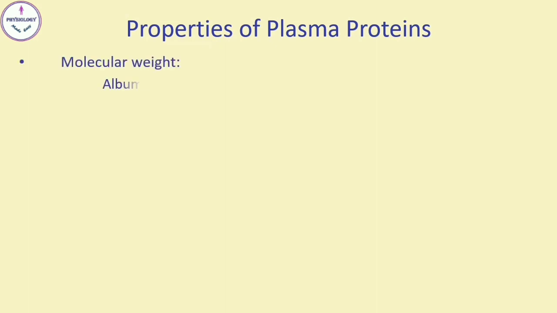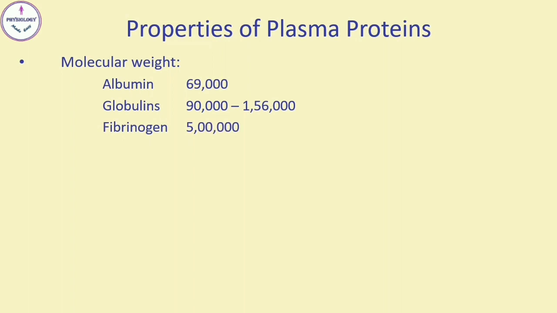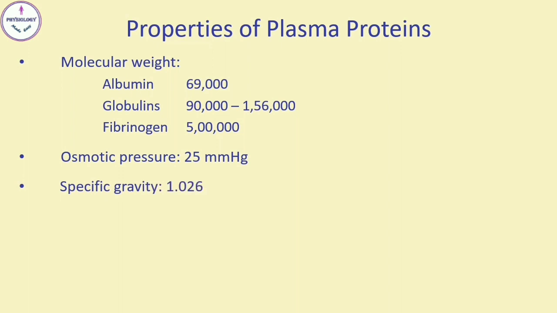First one is molecular weight. Molecular weight of albumin is 69,000. Molecular weight of globulins, it ranges from 90,000 to 1,56,000, and that of fibrinogen is 5 lakhs. Next is osmotic pressure. It is about 25 mm of Hg. Next is specific gravity of plasma proteins. It is about 1.026.